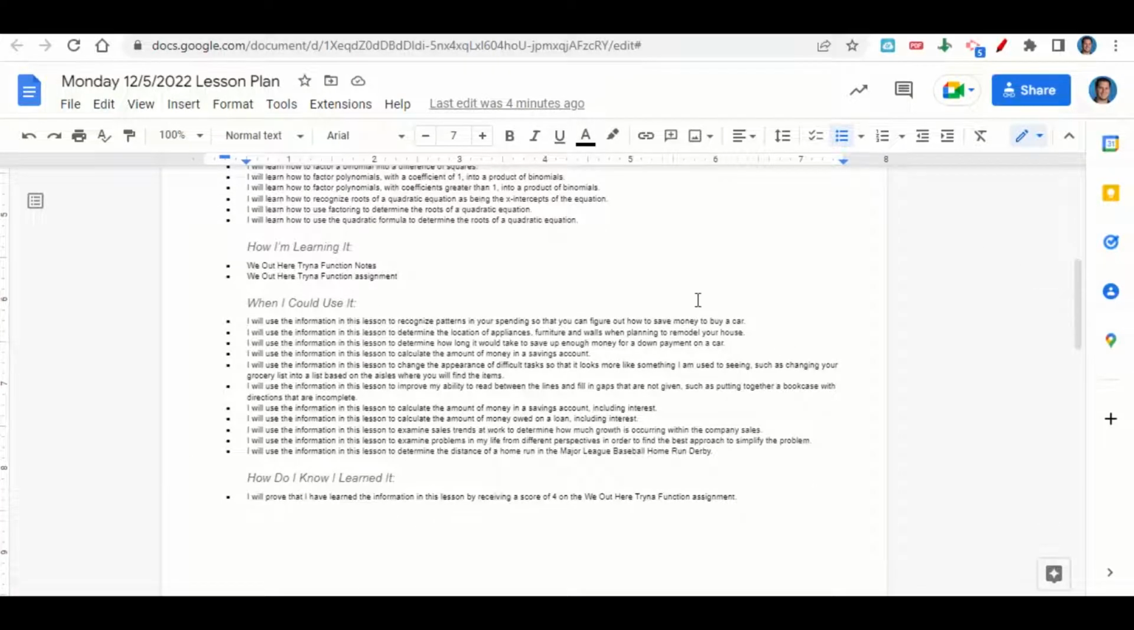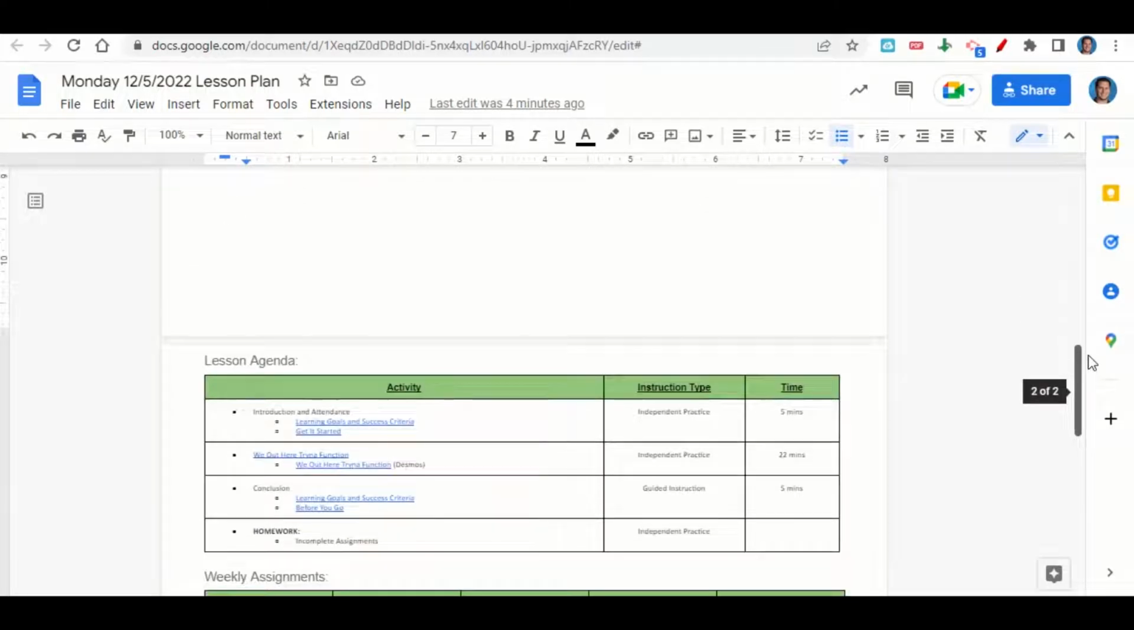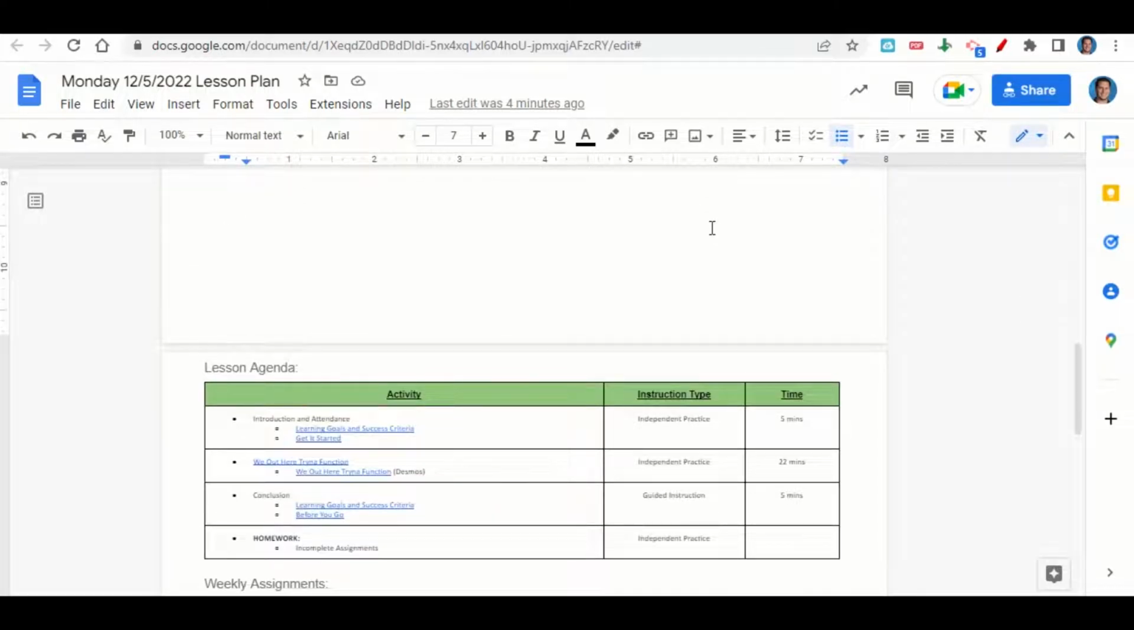How do you know you learned it? By getting a score of 4 on the "We Out Here Trying" function assignment. Now let's take a look at our agenda for today. We will begin by going over the learning goals and success criteria.